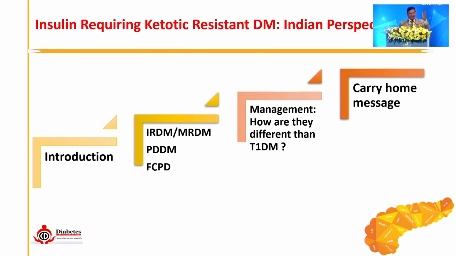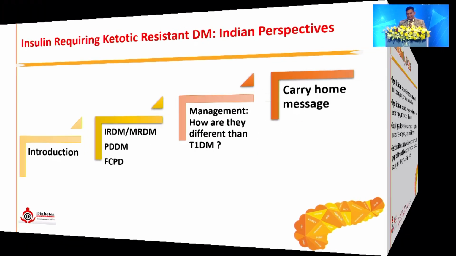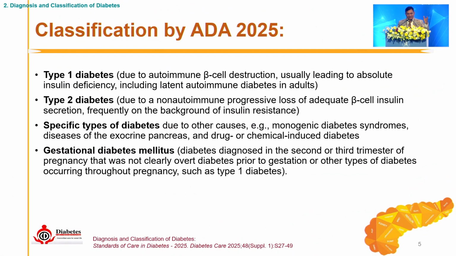So now you have three categories: type 1 requiring insulin, you have FCPD requiring, in most of them, insulin, and you have PDD also requiring insulin. How do they differ from each other when it comes to the requirement of insulin? Some message on those lines, may not be from an RCT. So this classification, I don't need to go into detail, but unfortunately in this era, we don't have a place for type 5 diabetes or MRDM, which was there long back.